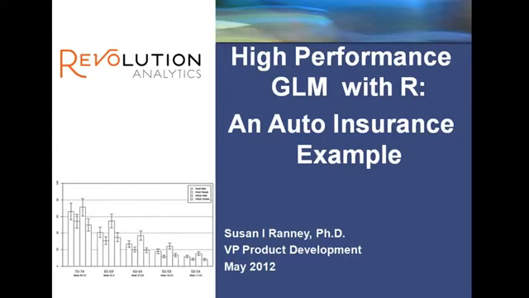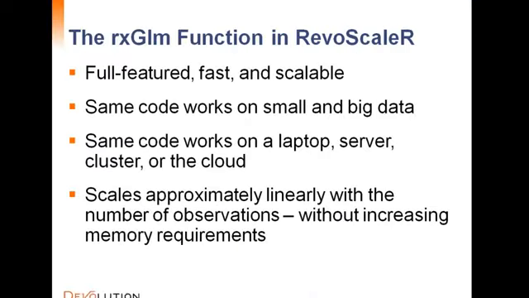Hello, this morning I'd like to show you a quick example of analyzing insurance data using Revolution's Big Data GLM capabilities. The full-featured RxGLM function in the RevoScaleR package is fast and scalable. The same code works on small and big data, and on a laptop, server, cluster, or the cloud. Estimation time scales about linearly with the number of rows in your dataset, and does so without increasing memory requirements.